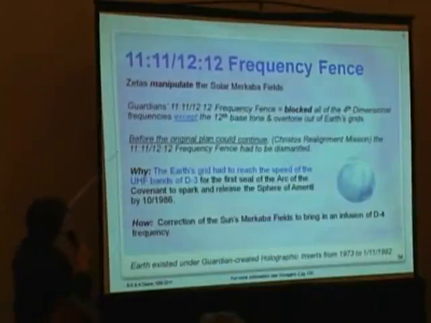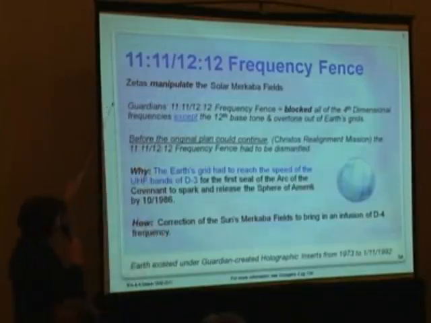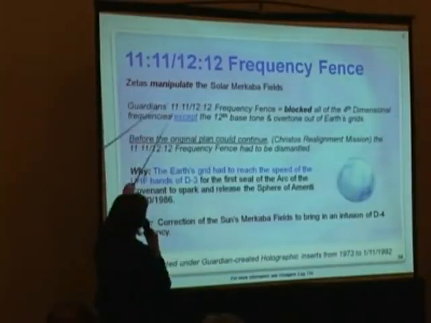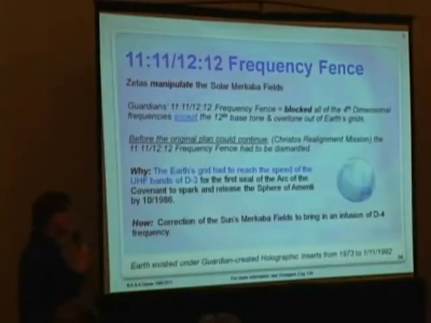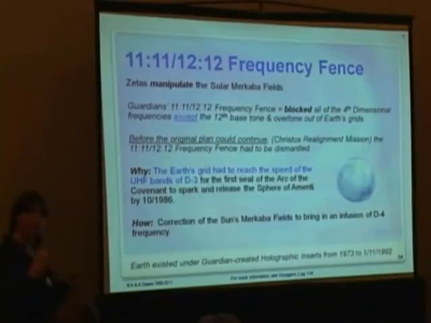So they're still messing around with the solar Merkaba fields. The Zetas are manipulating the Merkaba fields with this. Guardians have to put in their own frequency fence. That was a surprise to me as well. So the Guardians put in an 1111, 1212 frequency fence, which blocked all of the fourth dimensional frequencies coming from the sun, except the 12th base tone and overtone out of the Earth grids. And why is that?